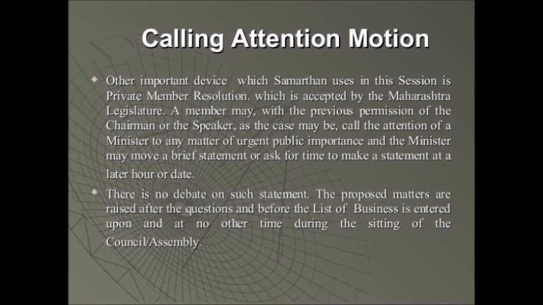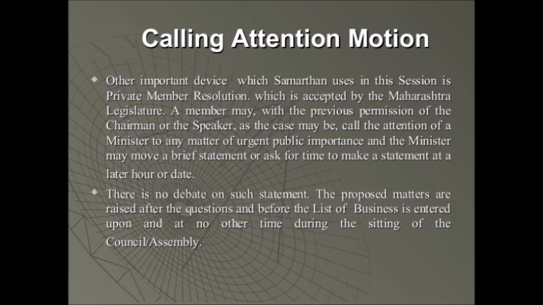This is purely an Indian innovation of the parliamentary procedure. A member, with the prior permission of the Speaker or Chairman, may call the attention of a minister to a matter of urgent public importance and request him to make a statement on the subject.